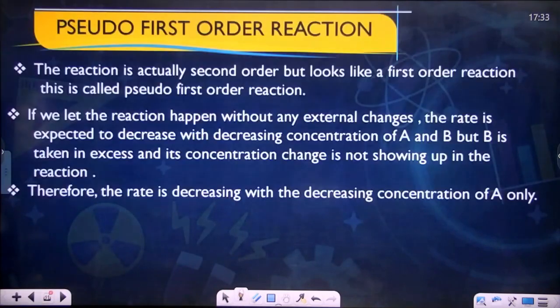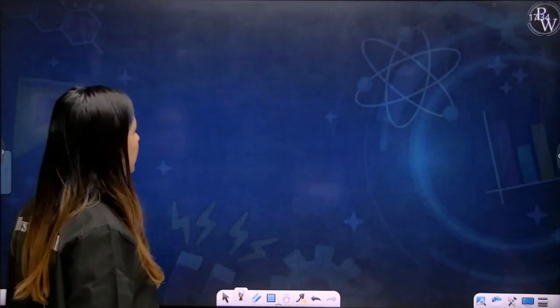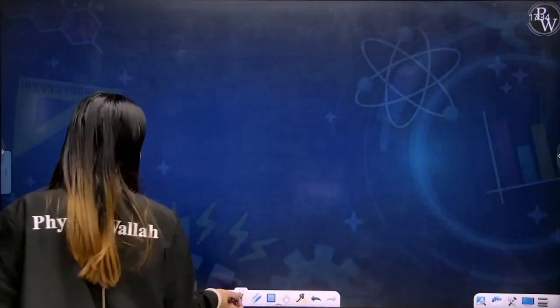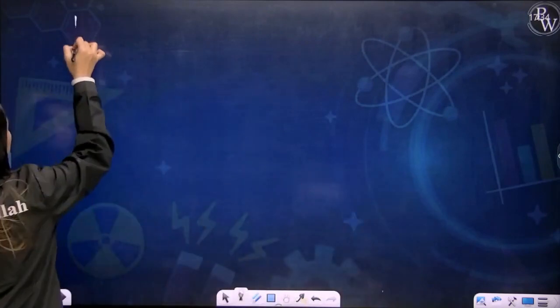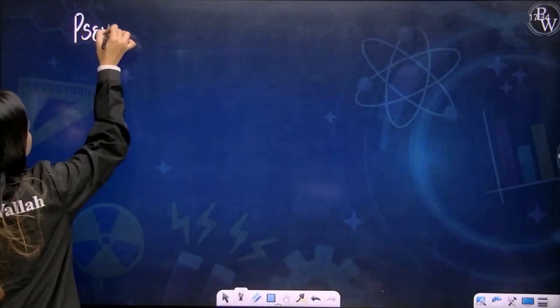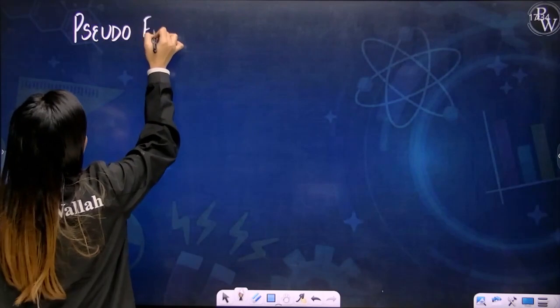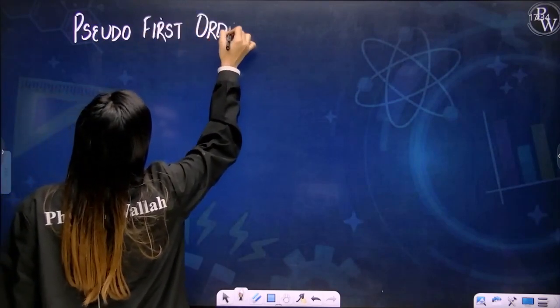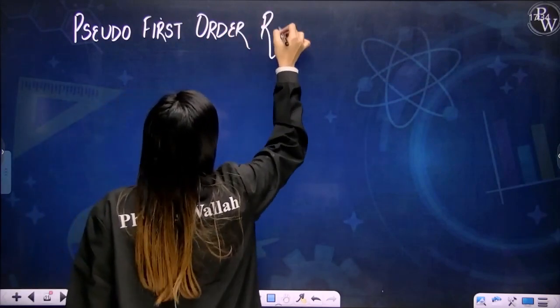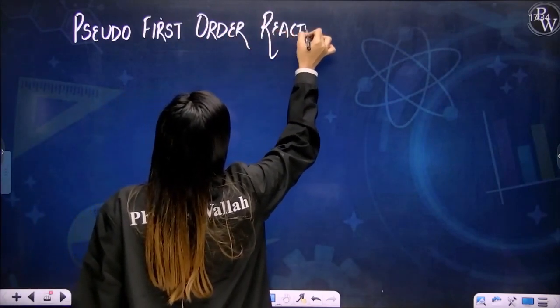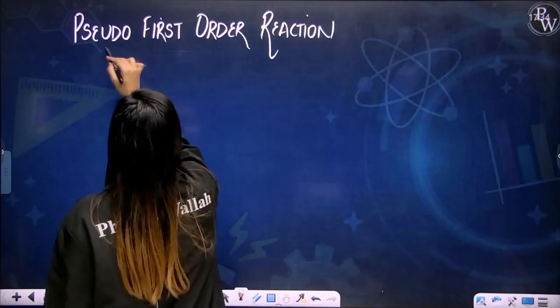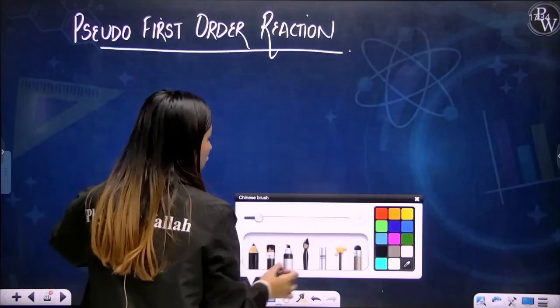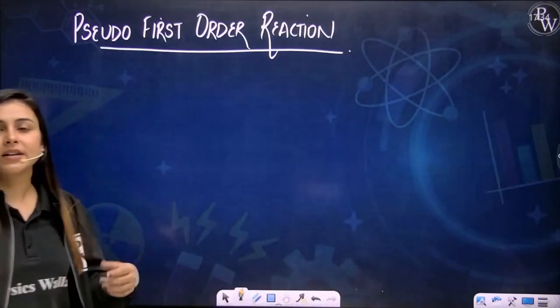Now, the next topic is pseudo first order reaction. So now we'll be discussing pseudo first order reaction. First, let me write the heading. Pseudo first order reaction. Okay, so now, my dear students, what does pseudo first order reaction do?